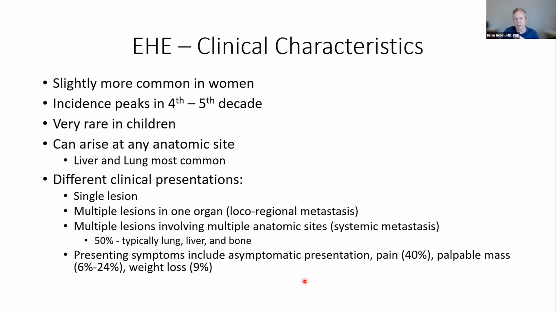And then the presenting symptoms include asymptomatic presentation. That's very common. So people get in a car wreck or have an accident, and there's pictures taken of their liver or whatever, and that's how they're discovered. About 40% of patients present with pain. You can have a palpable mass, so that means that you can feel a mass, usually in the soft tissues, or weight loss.